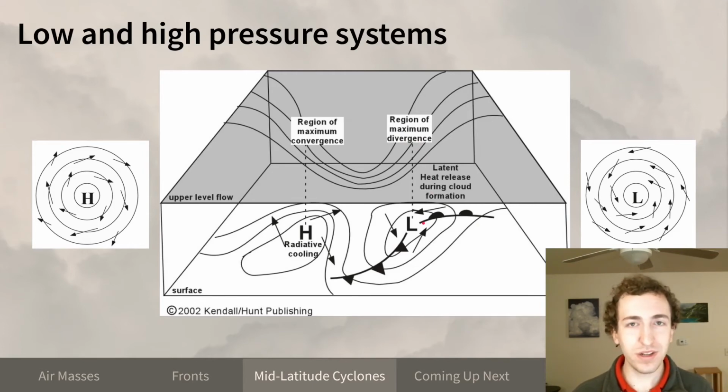But you notice this conceptual diagram has the fronts that we just talked about. There's this warm front up here and this cold front over here. The main large-scale systems that we talk about are referred to as mid-latitude cyclones, and they're associated with low-pressure systems. So we get these low-pressure systems we call cyclones. In the northern hemisphere, again, they are counterclockwise rotating systems.